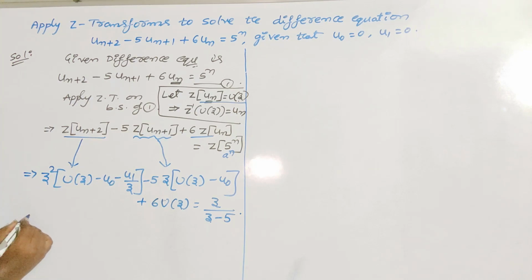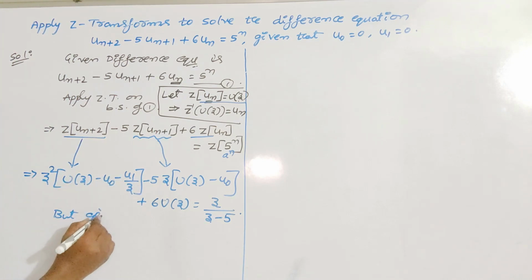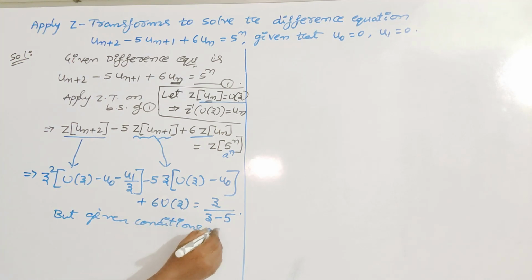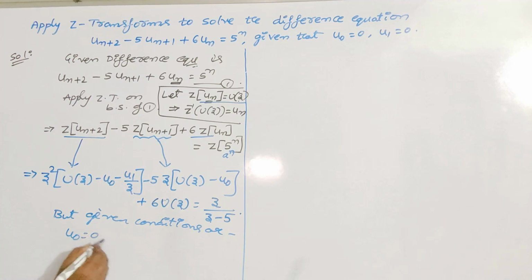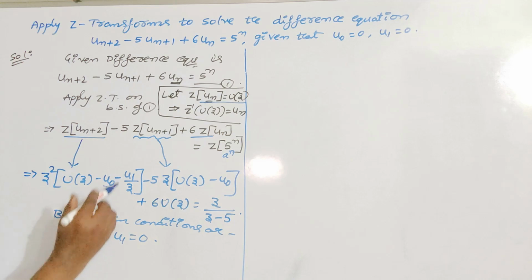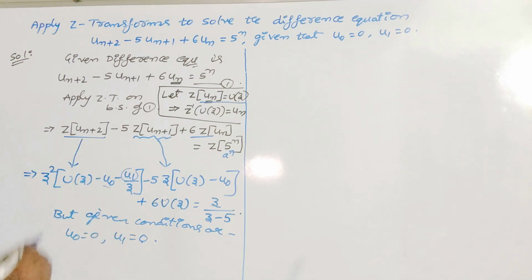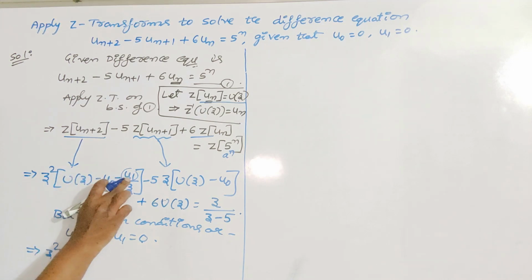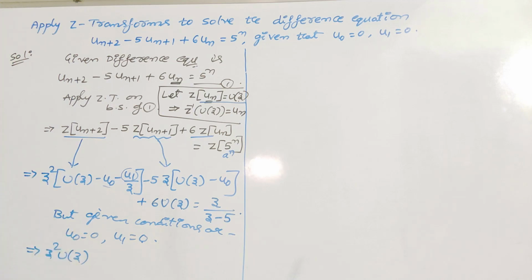Don't forget it. Now apply the conditions in this equation. What are the given conditions? The given conditions are u0 is 0 and u1 is 0. So whenever we have u0, blindly replace it by 0. Whenever we have u1, replace it by 0. So you will get z square into U of z, and the two terms z square into 0 are 0. I am eliminating the two terms.